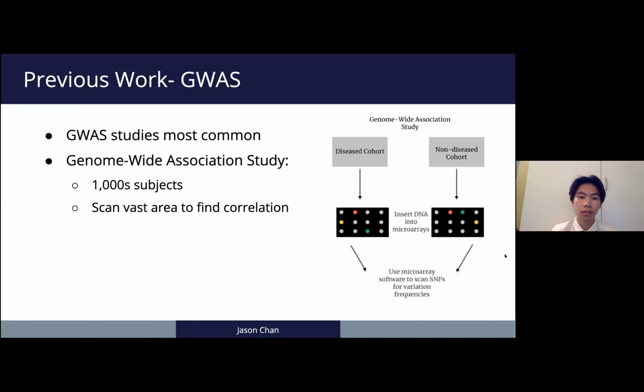And then before we dive into the actual study that I did, I'm going to talk a little bit about some previous work that has been done in the field. So the most common types of studies are GWAS studies, which are genome-wide association studies, in which a researcher will take thousands of subjects and split them into two groups. They then examine their DNA that's inserted into these microarray chips that have software that can scan for frequencies. And the computer scans a really vast area to find correlations and patterns. However, like I said, it takes thousands and thousands of subjects and can be quite costly. So I kind of proposed a way to use machine learning to do the same exact thing, which is a lot cheaper and faster.